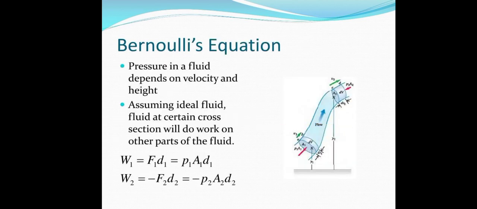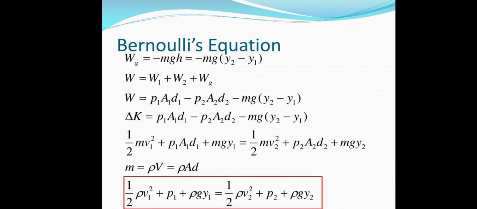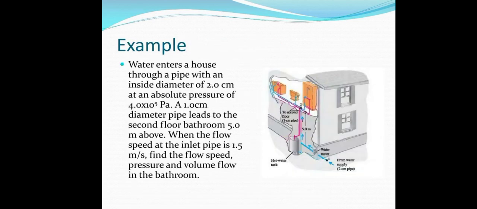Next, Bernoulli's equation. Pressure in a fluid depends upon the velocity and the height. Assuming an ideal fluid, a certain cross section will do work on the other parts. W1 is equal to F1 d1, W2 is equal to minus F2 d2. Finally, we find Bernoulli's equation: p1 plus half rho v1 square plus rho g y1 is equal to p2 plus half rho v2 square plus rho g y2.